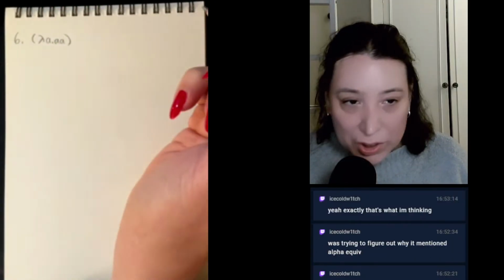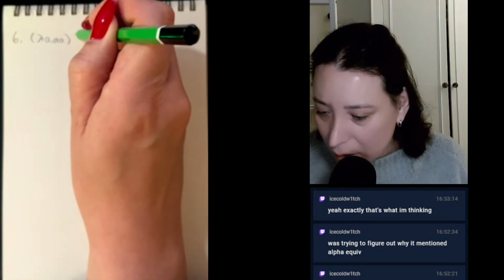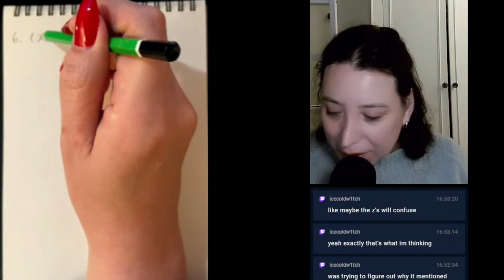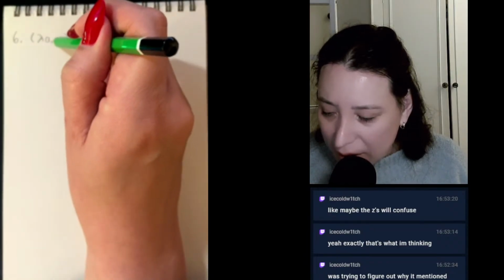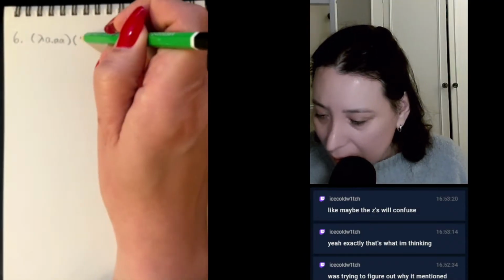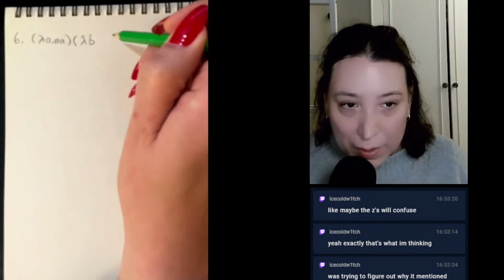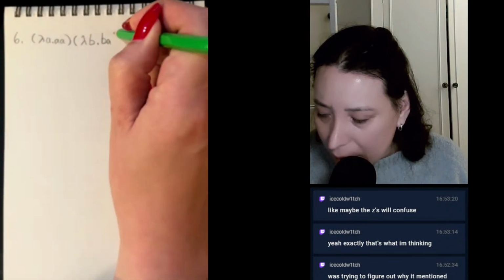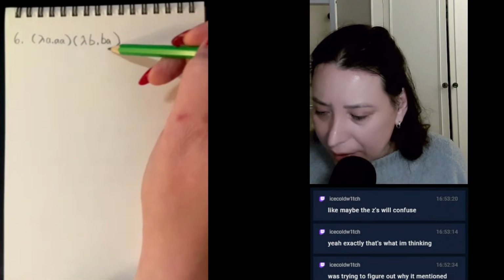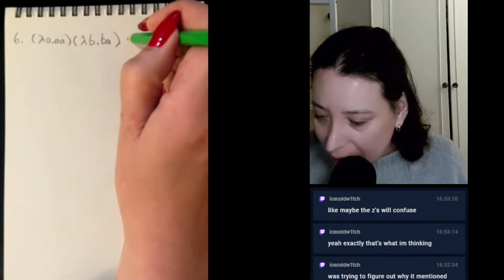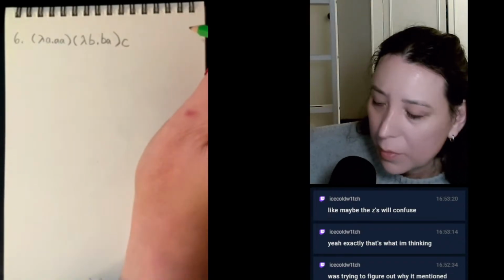We have a function that doubles. This is a combinator, right? Because all the elements in its body are in its head. Now we have another function here. This is not a combinator because it has a free variable a. It's not in its head. And then we have c, its third argument.